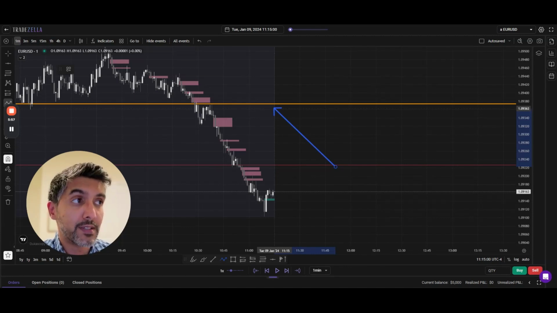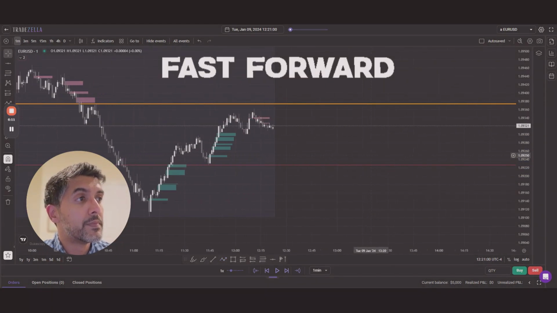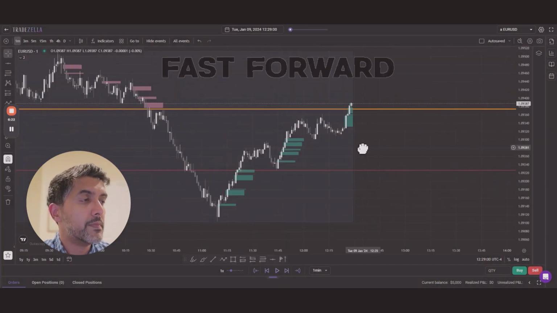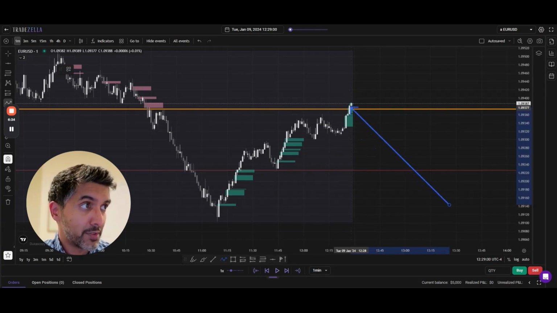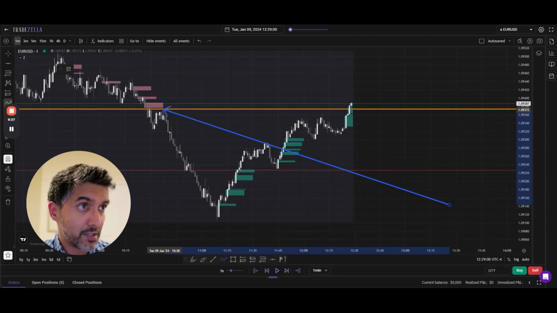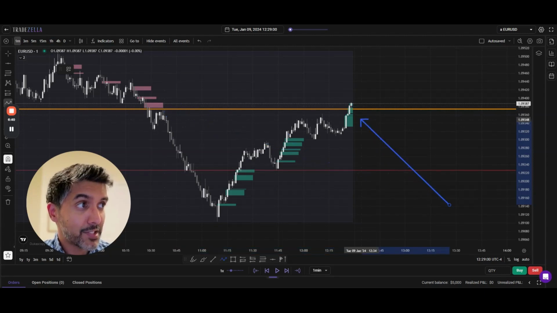Let's move time forward to see if we get that market structure shift. A little bit before 12:30, we get the break that we're looking for. Buyers have pushed price so that we can close above our supply level of interest. That's our signal to enter.